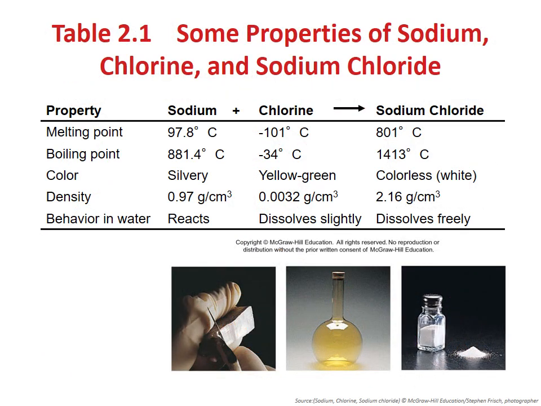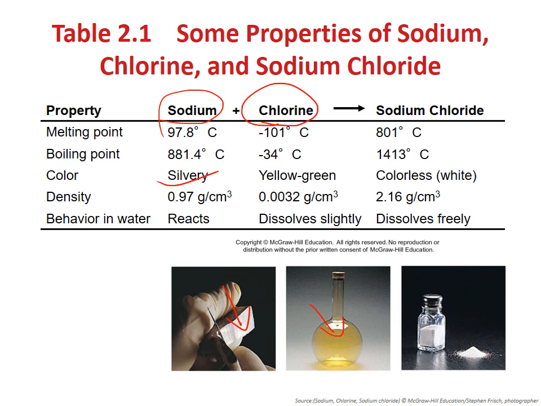This table shows some properties of three elements: sodium, a solid, also a metal. It is silvery and shiny. Sodium is very reactive. It can react with water violently. Chlorine is a yellow-green gas. Chlorine is very poisonous.